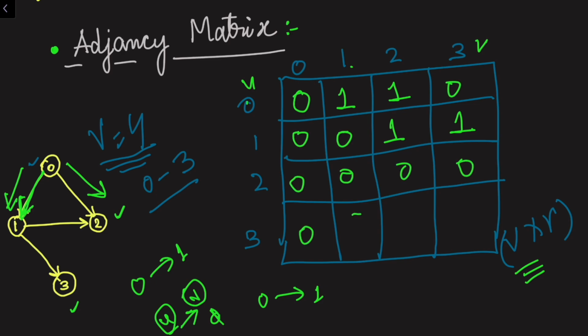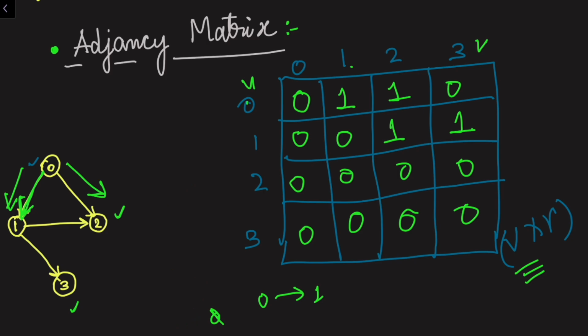Since there are no other edges, we mark them as 0. This is for the directed graph. Now let's understand how we are going to represent an undirected graph. If I remove the arrows from the edges and just keep plain lines.